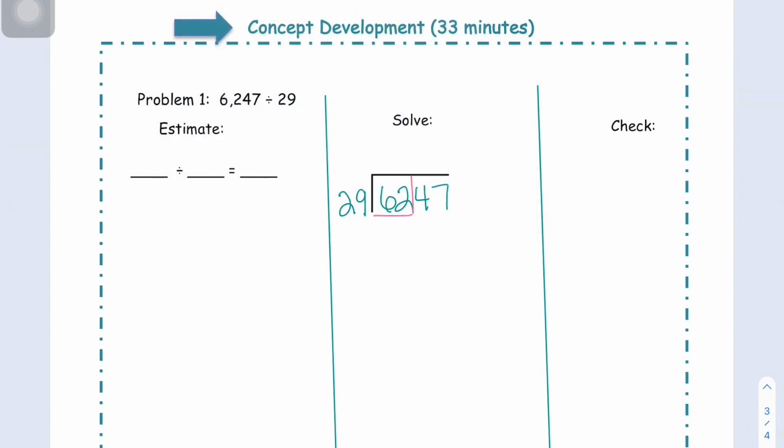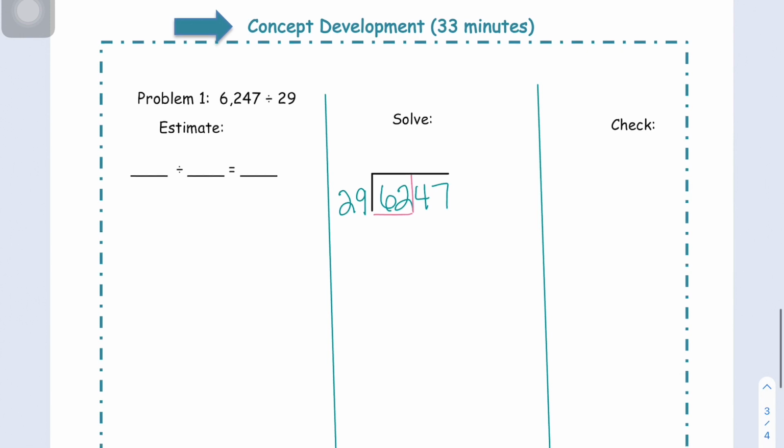And what number do you think I should think of instead of 29? Okay, let's think of 30. So you can put 30 here, or you can just keep it in your head, it doesn't matter. And how many times will 30 go into 62? Okay, twice, so we're going to try 2.